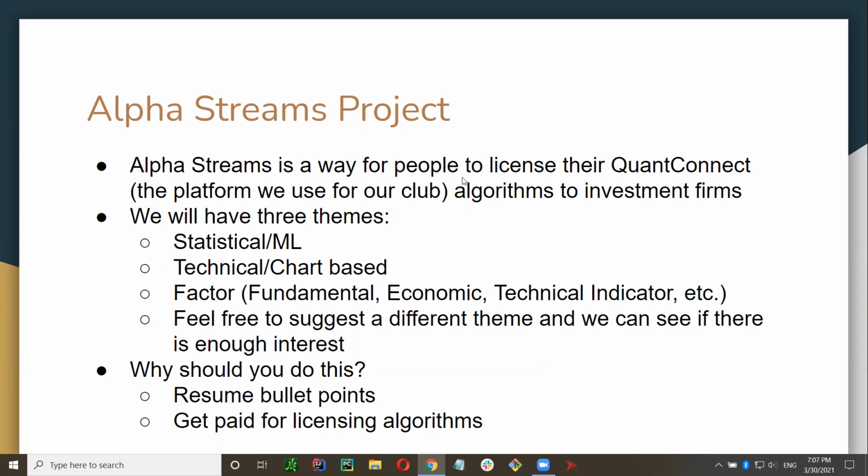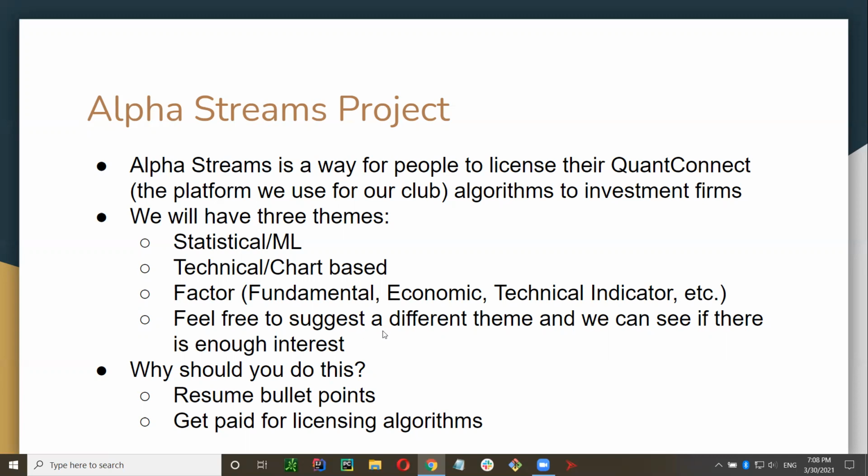We have 3 themes. Statistical and machine learning based. Technical chart based, trying to read the chart, where you see some indicator crossover, or support and resistance, something like that. Factor based, using fundamental factors like earnings per share, economic data like unemployment rates, and technical indicators. There's a little overlap with the chart-based theme, but it's more momentum, percentage momentum, as opposed to something like a simple moving average. But if you have a different theme, feel free to suggest it.